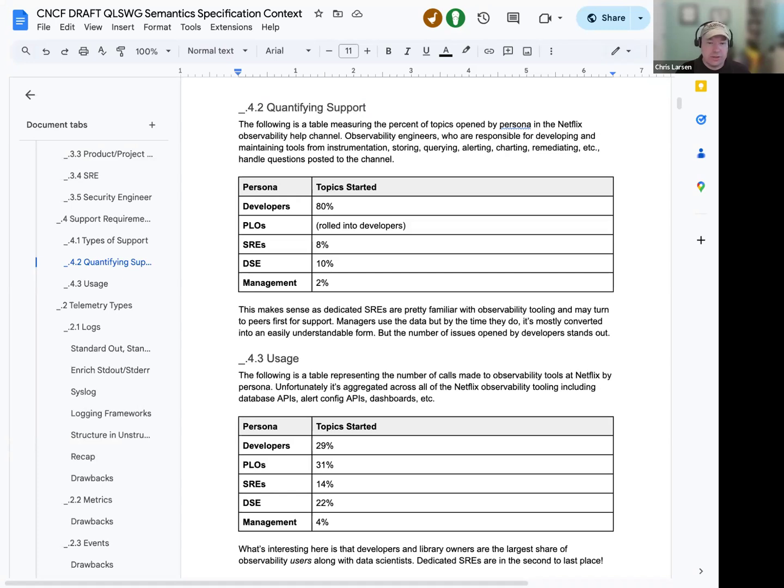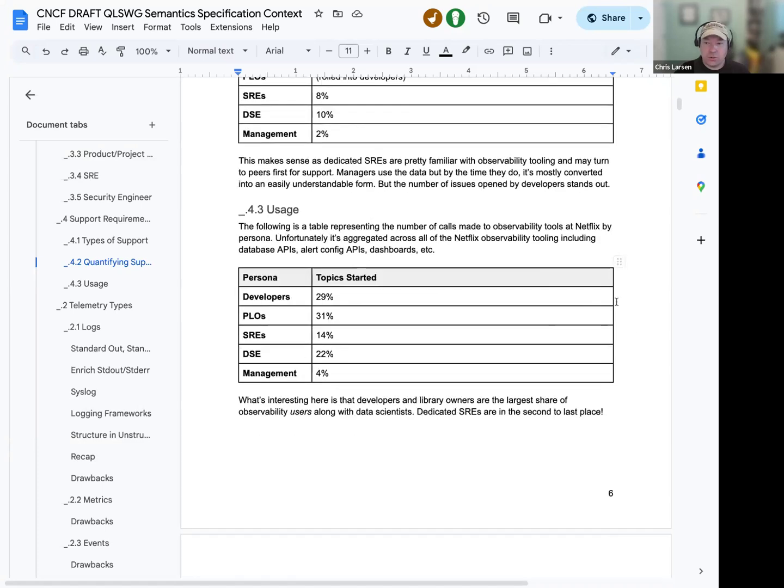So I was just looking at the title and position of the people who open a new question or a topic within Slack. And surprisingly, or not surprisingly, SREs opened very few because they knew most of the data, but developers were huge, 80%. DSE, the science engineers, like I was mentioning, about 10% were opening questions there. And then management, that was mostly local teams, local managers looking at some information.